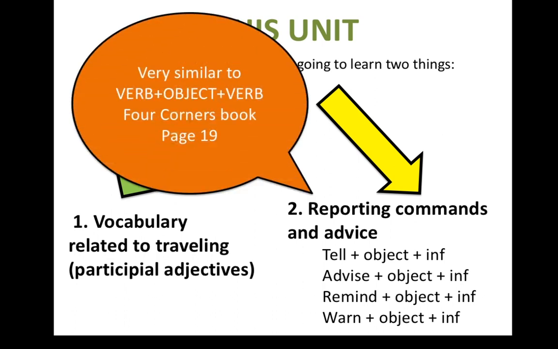But first, remember that this reporting commands and advice topic is very similar to the topic we learned, I think it was like a month ago, when we learned about verb plus object plus verb in the Four Corners book on page 19. So keeping that in mind, we can continue, and let's start with the vocabulary. This vocabulary comes from page 48. And what are we going to do? I'm going to give you some synonyms of this vocabulary, and I'm going to explain what the vocabulary is related to.